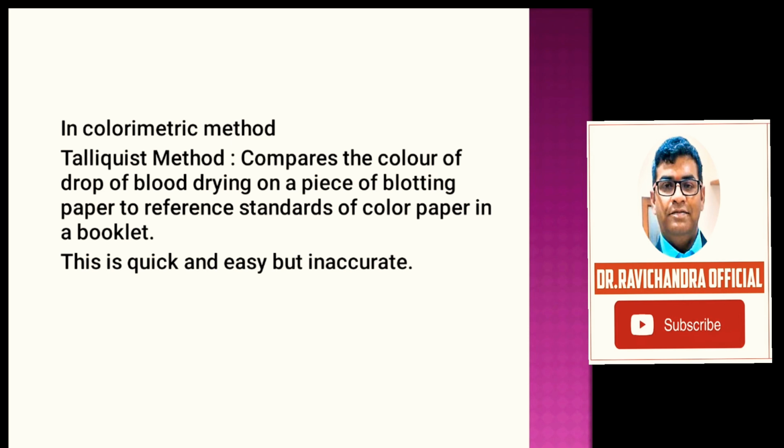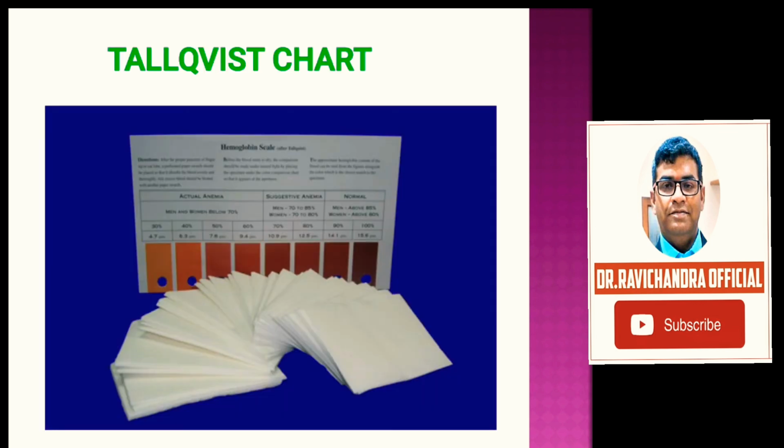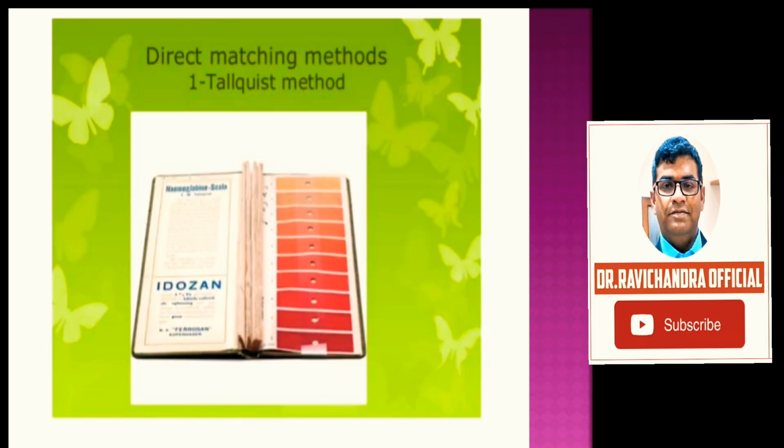In the colorimetric method or the Dahlquist method, it compares the color of a drop of blood drying on a piece of blotting paper to the reference standards of color papers available in the booklet. This is quick and easy, but it is inaccurate. This is a Dahlquist chart that is used for hemoglobin estimation. These are the comparators provided by WHO.